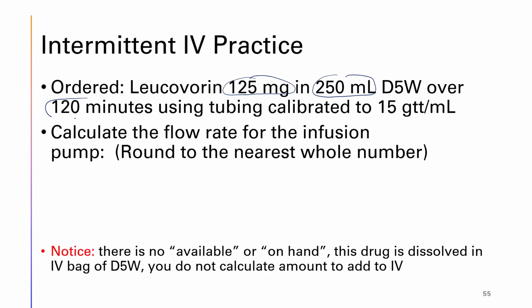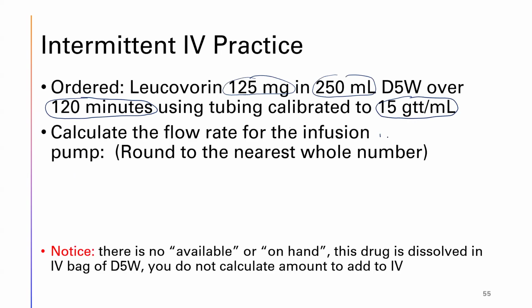Over the 120 minutes, since I'm doing flow rate, I'm going to use liquid and time. And then you have your tubing calibrated to the 15 GTTs per milliliter. Okay, so let's jump to the questions. Calculate the flow rate for the infusion pump.